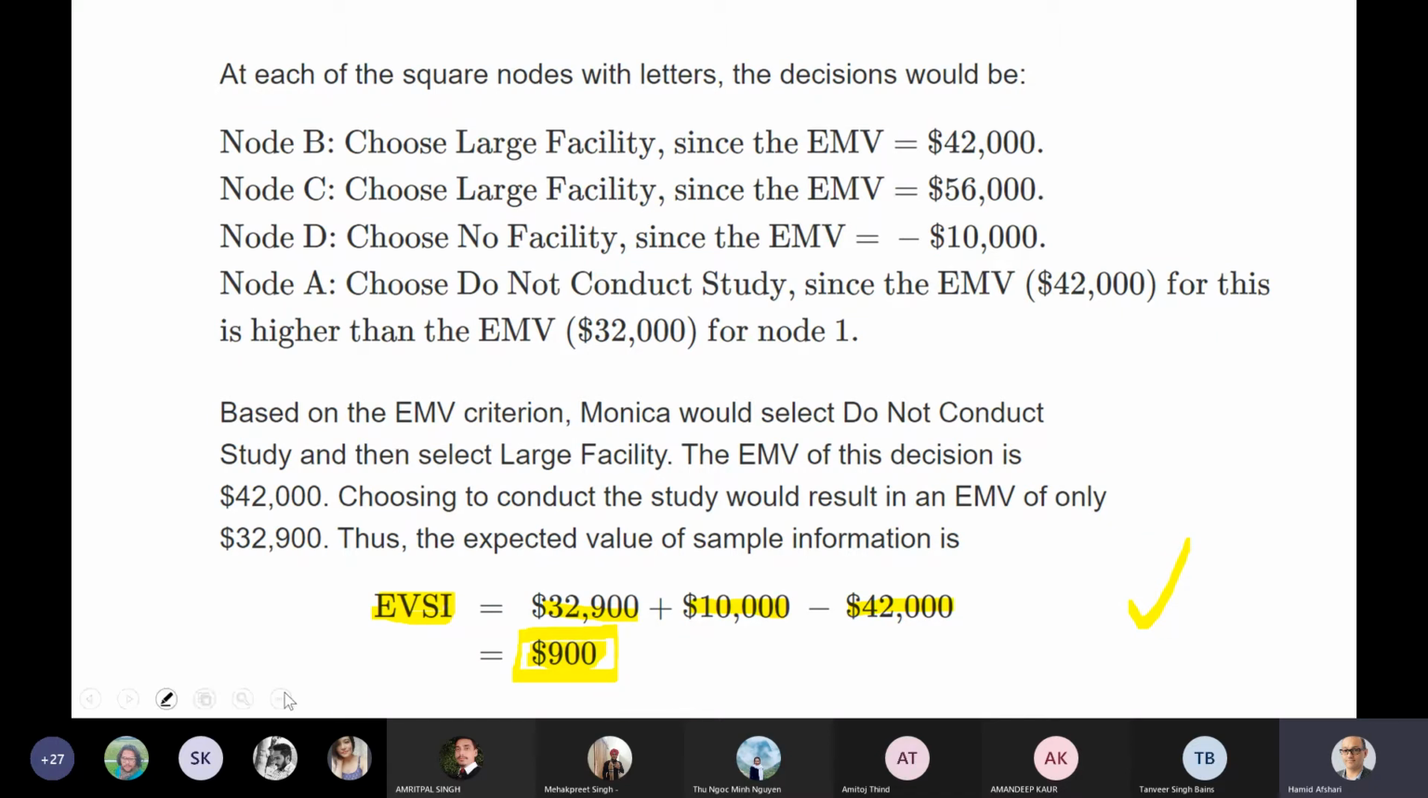And what is the formula for efficiency? You remember? The EVSI, expected value of sample information, divided by the expected value with perfect information, that's right, multiplied by 100. So we have this part, but we don't have expected value with perfect information. Can we calculate it? Yes, we can.